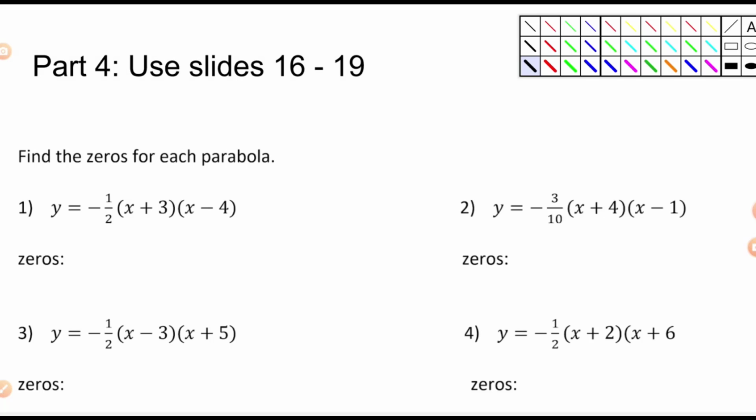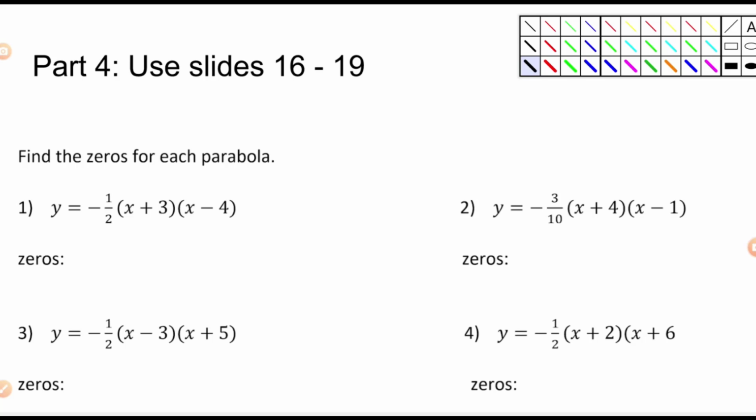Now we're at part 4. We should start seeing a pattern and start understanding what's going on here. See if you can do this in your notebook. In your notebook, answer these questions. What are the zeros? Then I'm going to want you to double check on Desmos to make sure that's correct. So answer each one of these questions, 1, 2, 3, 4, and then we'll double check to see if you got those right on Desmos.